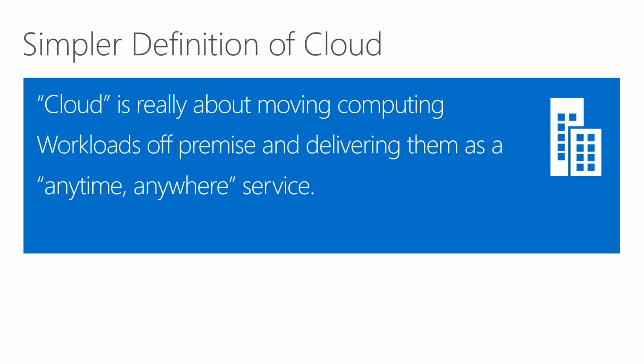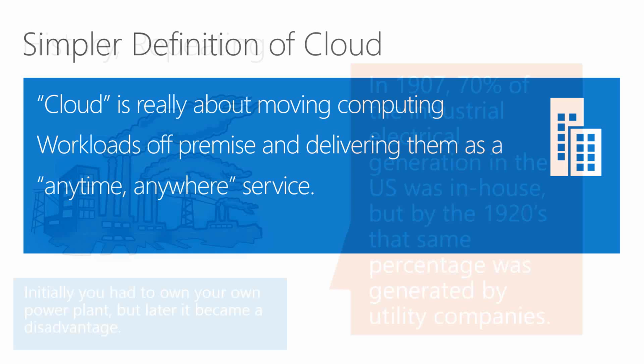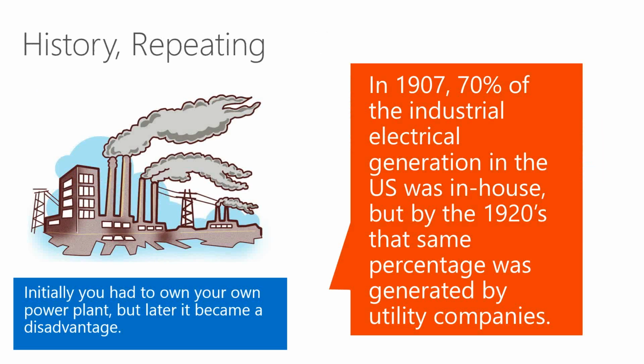And using that analogy, if we look back into the early 1900s, most industrial manufacturing facilities had their own power plant. As a matter of fact, in 1907, it's reported that 70% of the industrial electrical generation was done in-house, on-premise. But if you look in the 1920s, that same percentage was generated by utility companies. Initially, you had to build your own power plant to get the power you needed because there was not an effective way of delivering that service to the manufacturing facility.